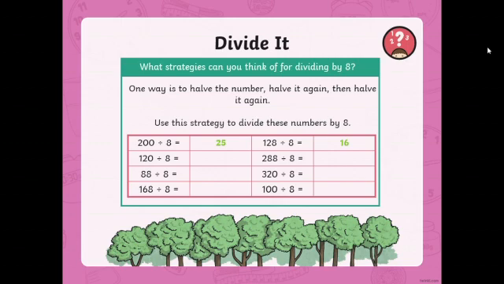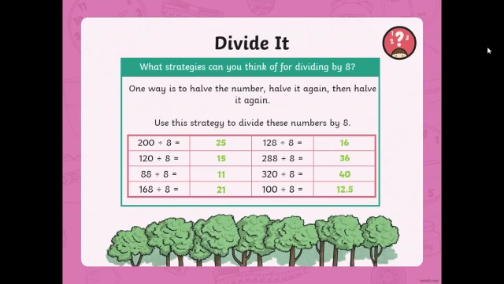Okay, so we'll go through these answers for you then. 120 would be 60, 30, and then 15. 288, half it again would get you down to 36. 88 is a nice simple one, 44, 22, and then 11. 320 would get you down to 40. 168 divided by 8 is 21. 100 divided by 8 would go into your decimals, but it's quite straightforward. It would go 50, 25, and then 12.5. So you might want to use that method when you're doing your division.